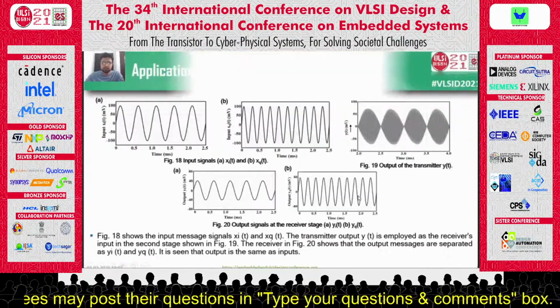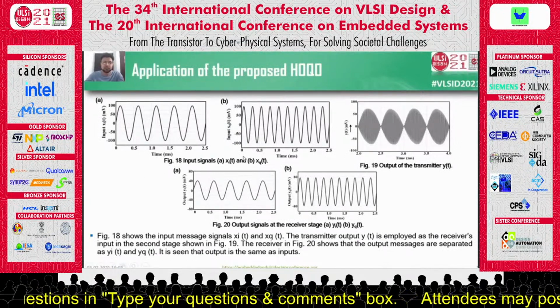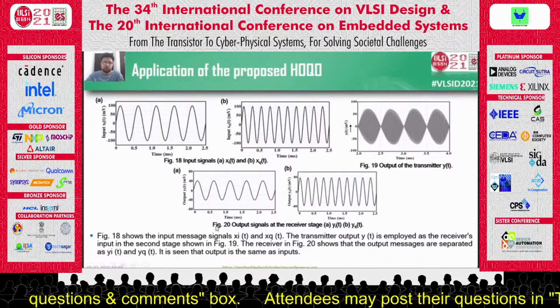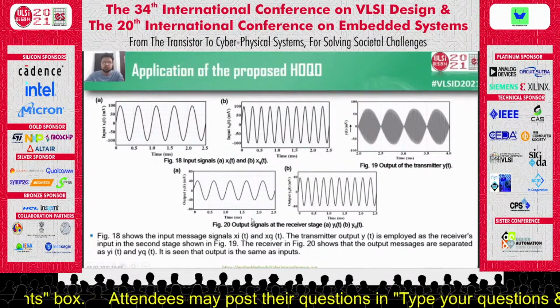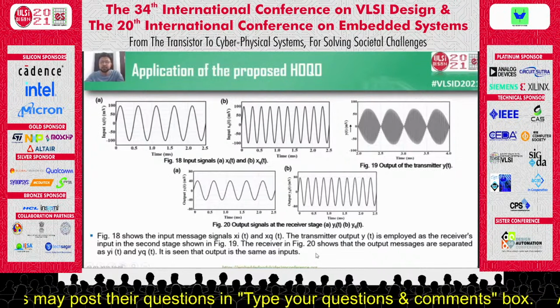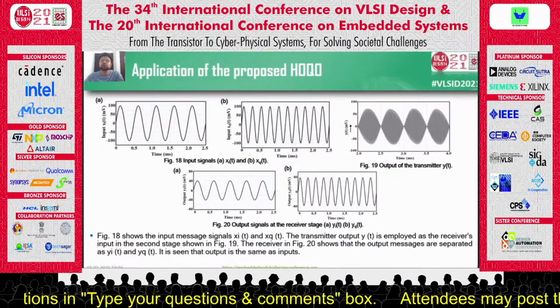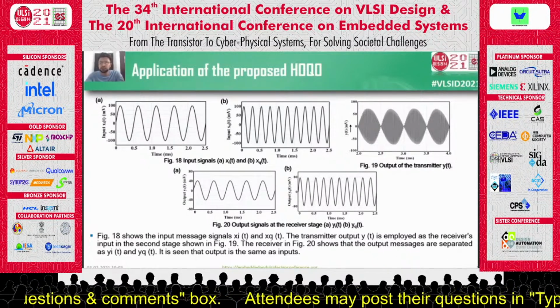and YI(t) and YQ(t) are the detected signals at the receiver. Figure 18 shows the input signal XI(t), and B shows XQ(t). This is the output of the transmitter. The output at the receiver in figure 20 shows that the output messages are separated as YI(t) and YQ(t). It can be observed that the output is the same as the input. That means it provides the verification of the proposed hybrid quadrature oscillator configuration.